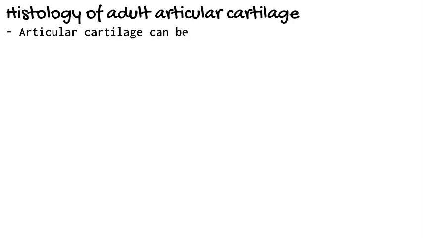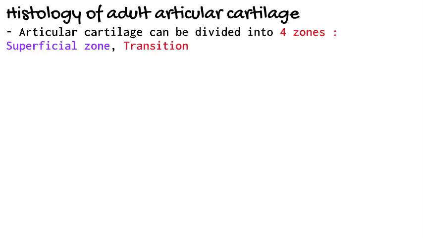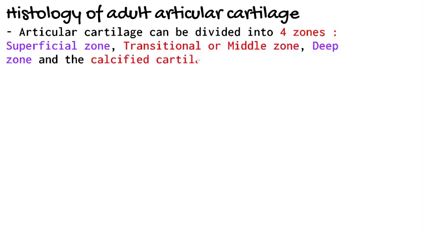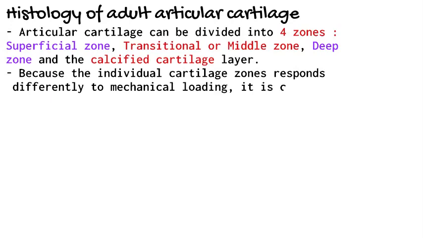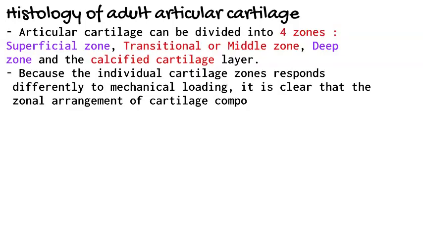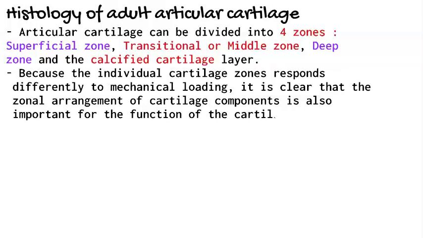Histology of adult articular cartilage. Articular cartilage can be divided into 4 zones: superficial zone, transitional or middle zone, deep zone, and the calcified cartilage layer. Because the individual cartilage zones respond differently to mechanical loading, it is clear that the zonal arrangement of cartilage components is also important for the function of the cartilage.